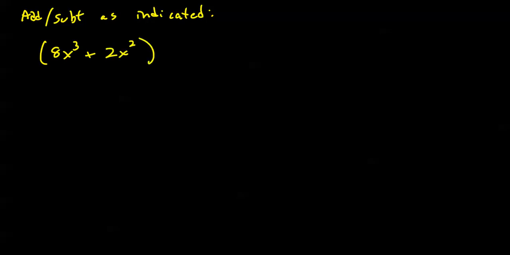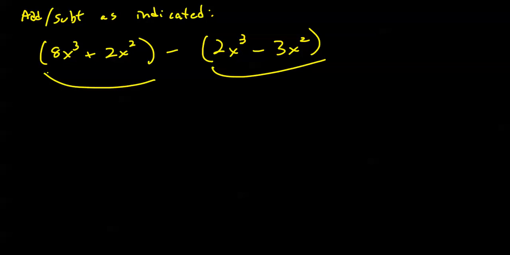Let's try another one. "Add or subtract as indicated" is an instruction you might see on test day. Let's start out with a binomial of degree 2. And here I'm going to want to subtract a binomial of degree 3. Oops, did I say this was degree 2? This is a binomial of degree 3. This is also a binomial of degree 3. And I'm going to want to subtract them.